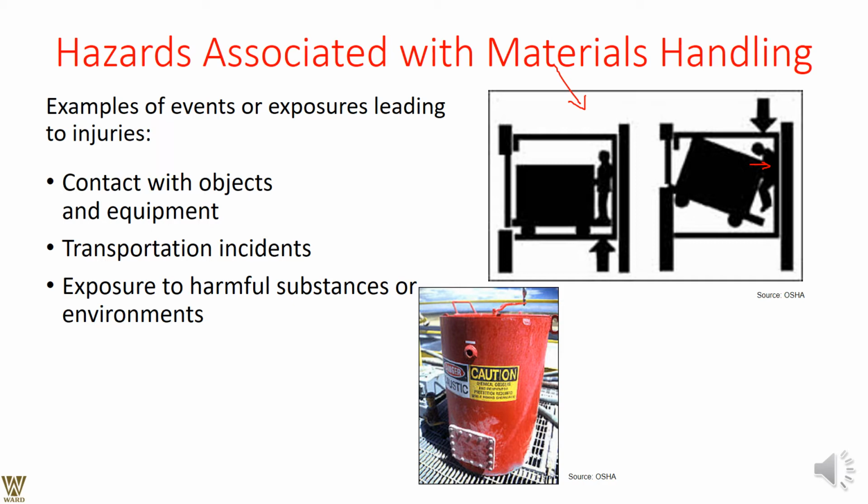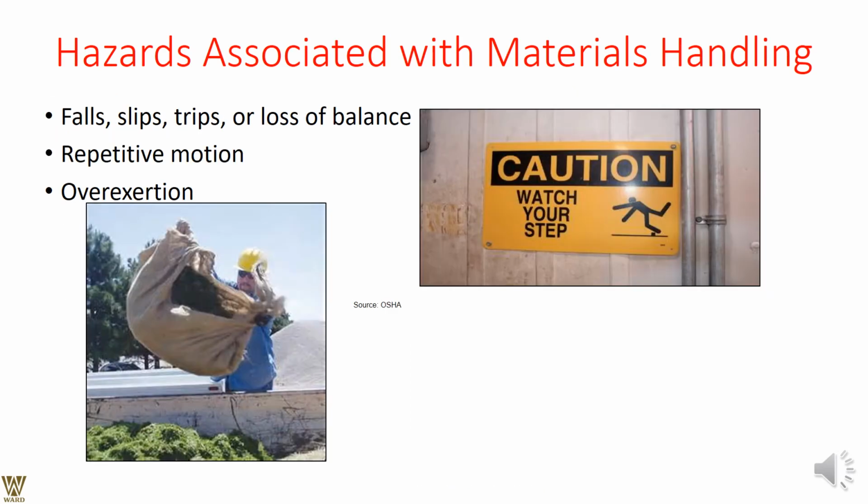And this is all about material handling that we are talking about. Had it been a spilling of liquid or chemicals, we can have contact with objects and equipment, transportation incidents, exposure to harmful substances or environments. We can have any unfortunate things. So falls, slips, trips, loss of balance, watch your steps, repetitive motion, and overexertion at very high temperatures where the worker is working. That is what might be lurking in the corner, and things might happen to you people.